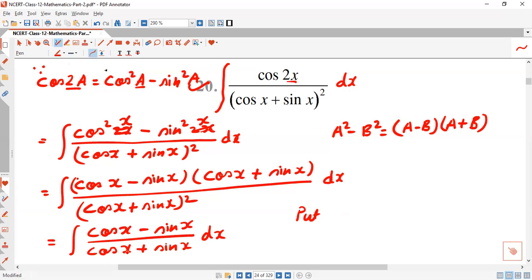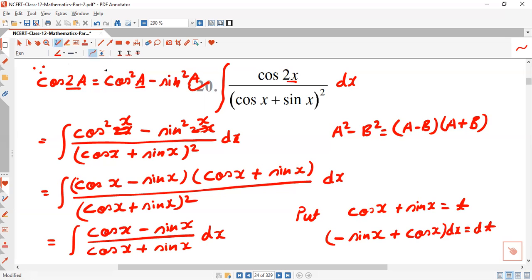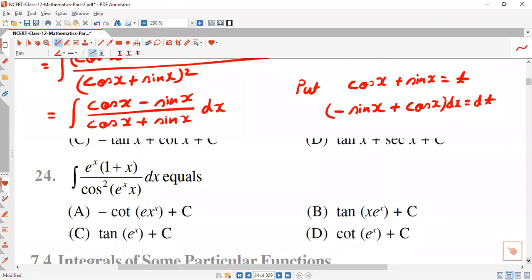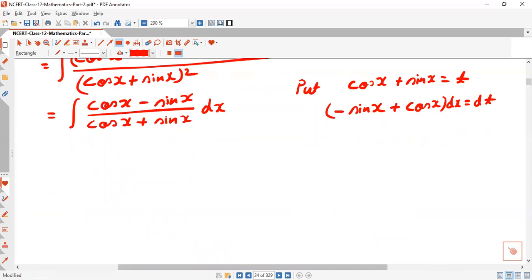But you have done this type of question already: let cos x plus sin x equal t. Taking differentiation, (minus sin x plus cos x) dx equals dt. So now put it into the integration and simplify. It is a simple integration question that we have already done. So you know how to solve this question after that. Let me do it again.